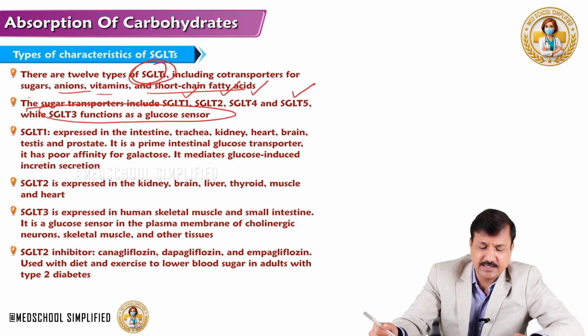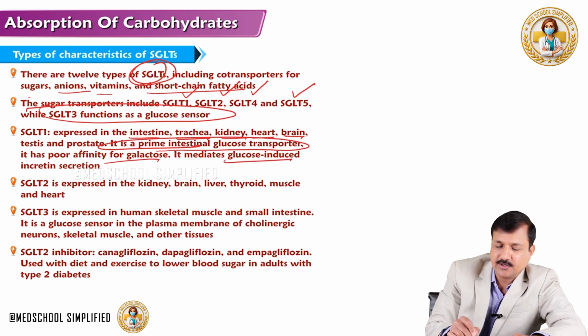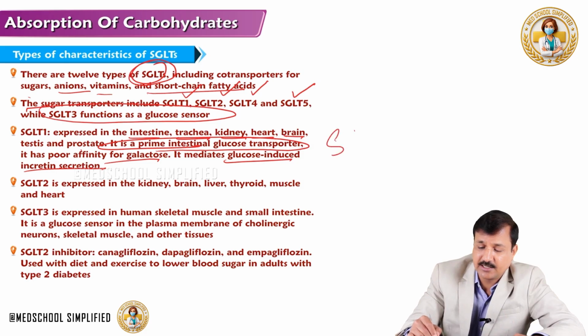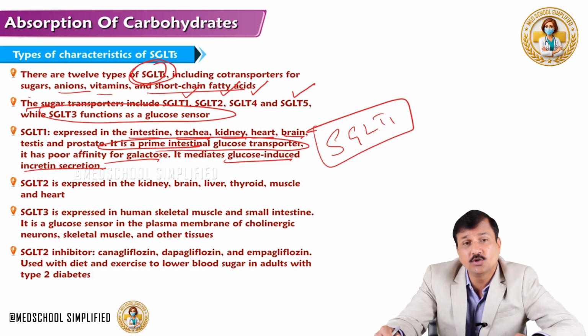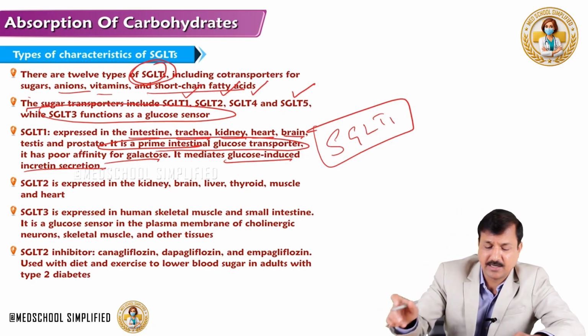Now coming to SGLT1. SGLT1 is expressed in the intestine, trachea, kidney, heart, brain, testis, and prostate. It is a prime intestinal glucose transporter. It has a poor affinity for galactose. It mediates glucose-induced incretin secretion in the intestine. Remember that. So, SGLT1 helps in the secretion of incretin in response to dietary glucose, because incretin helps in release of insulin from the beta cells of pancreas also.